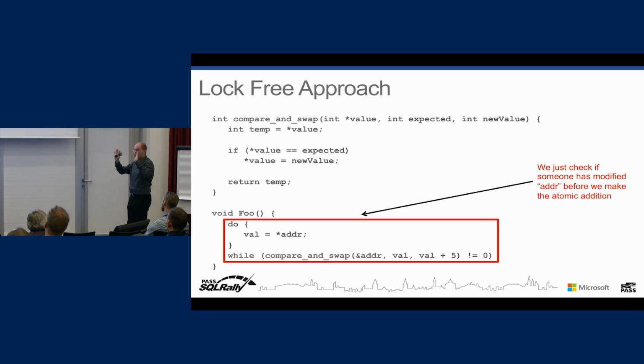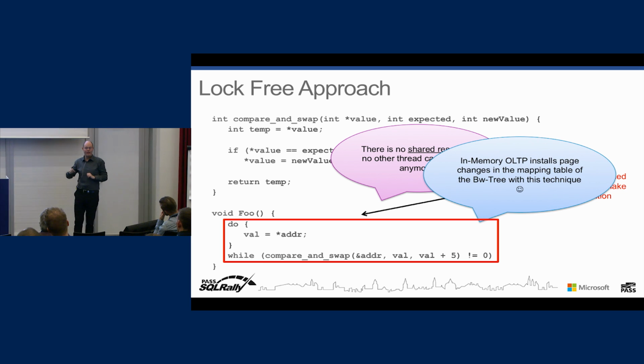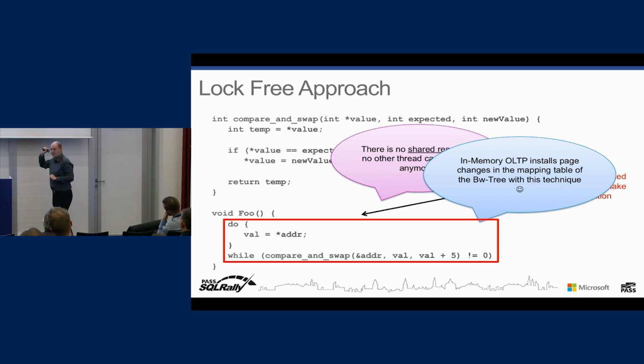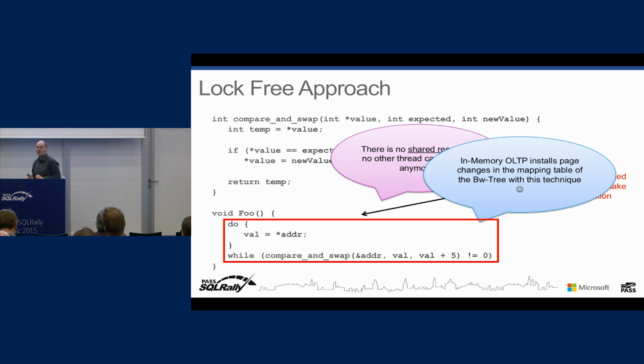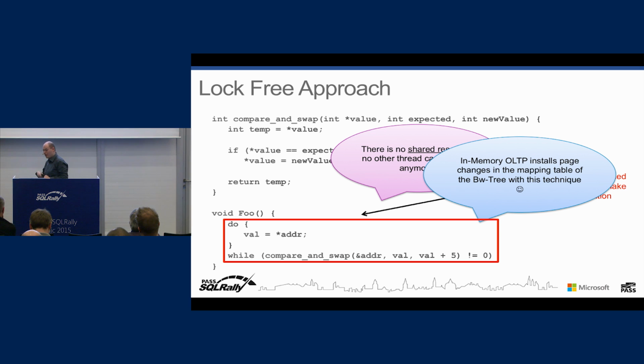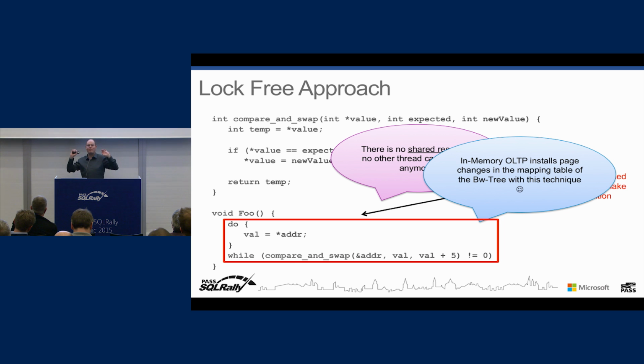Means the individual threads can progress individually from each other. That's very, very important that we have here no shared resources that are coordinated. And that's just the technique that is used by in-memory OLTP internally. So instead of acquiring spinlocks, everything in in-memory OLTP is just optimistic.